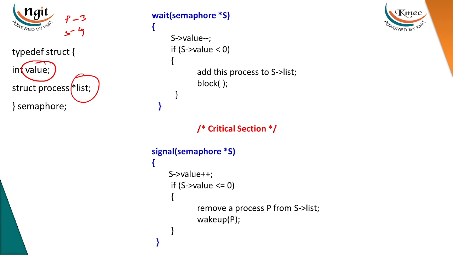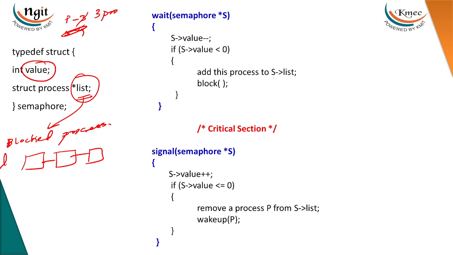And we need to take a list, that is a structure. This list represents the blocked processes. That means whenever all these three printers are taken by three processes, then the fourth process will be added to this particular blocked list. As usual, here the S value is a structure. Now the value of S minus minus, so first we need to check this one.